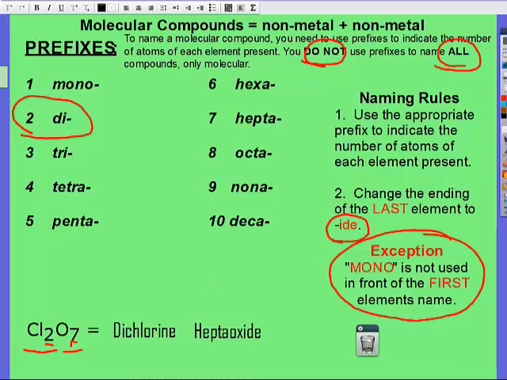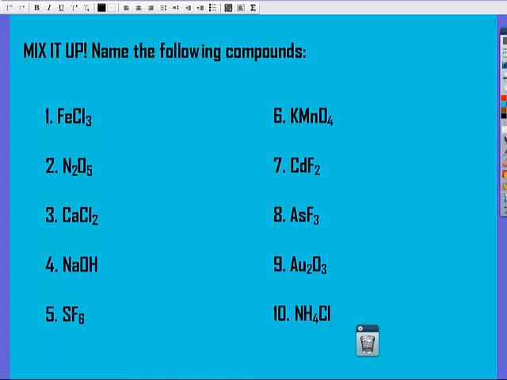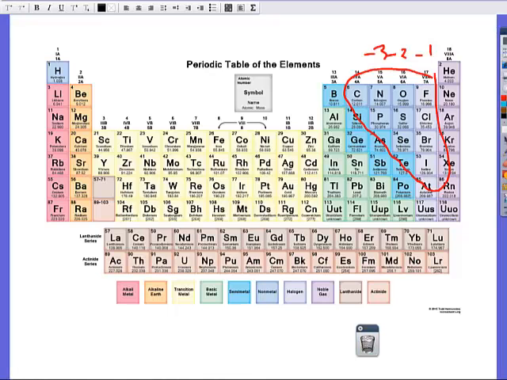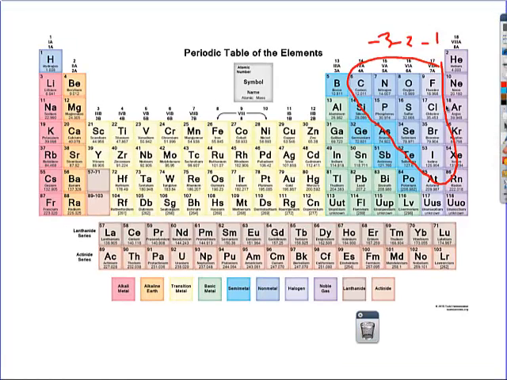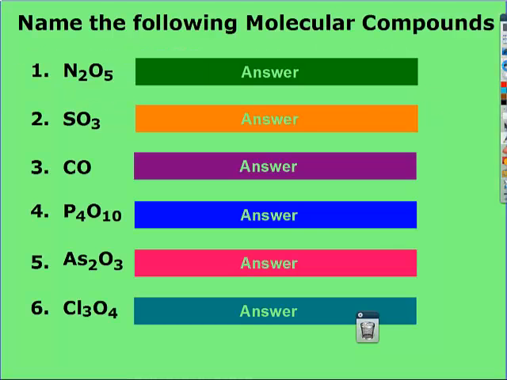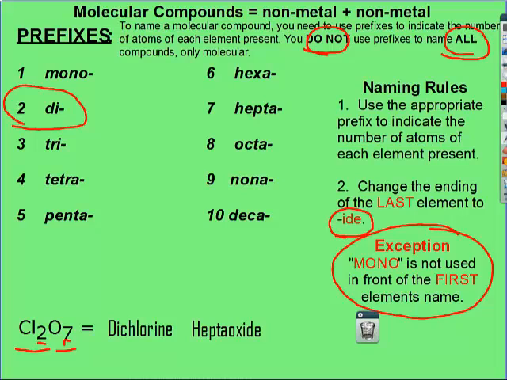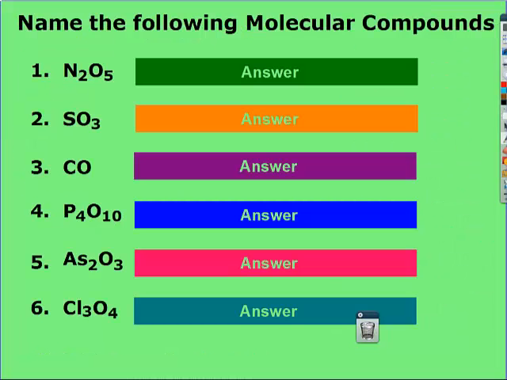If we look at our periodic table, chlorine is right here, and oxygen is right here, meaning we have two nonmetals. That's why we use those names, di and tri and all that. So that's why we use di and hepta in this case, because they're both nonmetals. Let's do the first two examples, and then you can try the rest of them on your own.